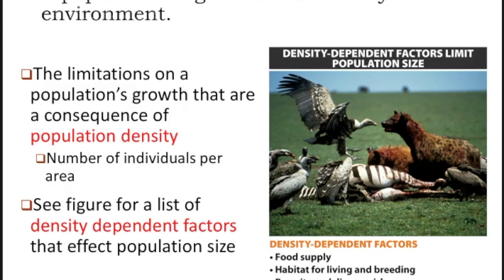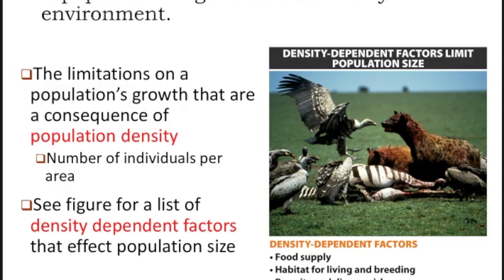supply is per individual, right? If there's 10 elk per square mile, then they're all going to have plenty of food. But if there's 1,000 elk per square mile, then the food is going to be limited. And the only difference between those two populations isn't the amount of food, it's how many elk there are.